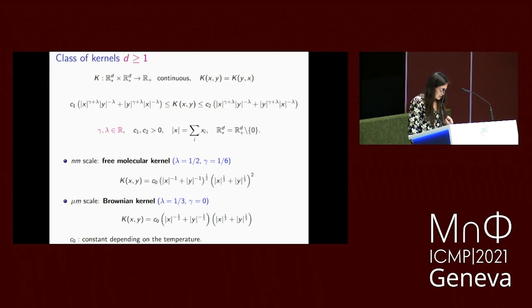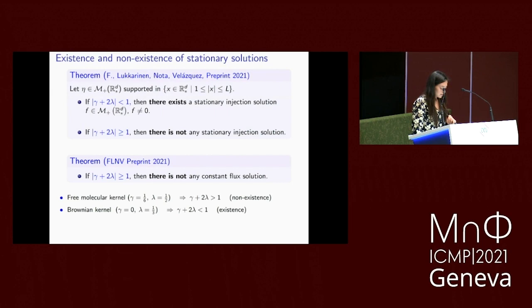And we have the following result. If the exponents of these bounds of the kernel satisfy this condition, that is, if gamma plus 2 lambda in absolute value is smaller than 1, then there is a stationary injection solution. Otherwise, there is no solution. So we fully characterize the space of parameters for which a solution exists or not. Interestingly, for the free molecular kernel there is no solution, and for the Brownian kernel there is a solution.